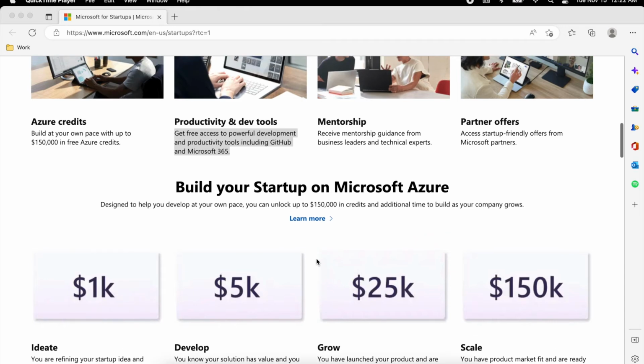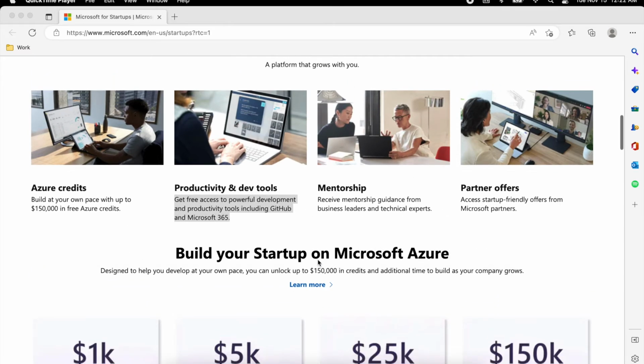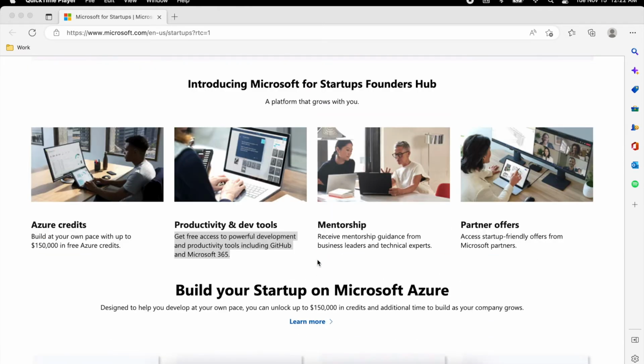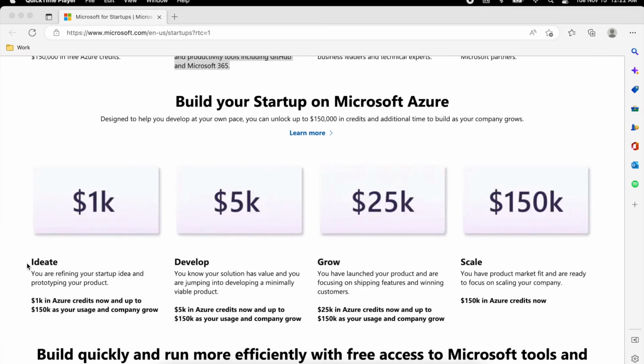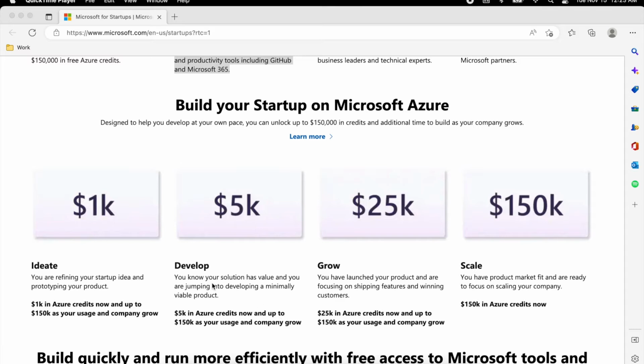Now let's review the Microsoft offerings for startups. If you have an idea and if you would like to build a startup or found an organization, then Microsoft has a special offering for you. Based on the condition, you are eligible for up to 150K of free Azure credits. There are different stages. If you are at the ideate phase, you will get 1K or $100 Azure credits, and then you will get 150K as your company grows.